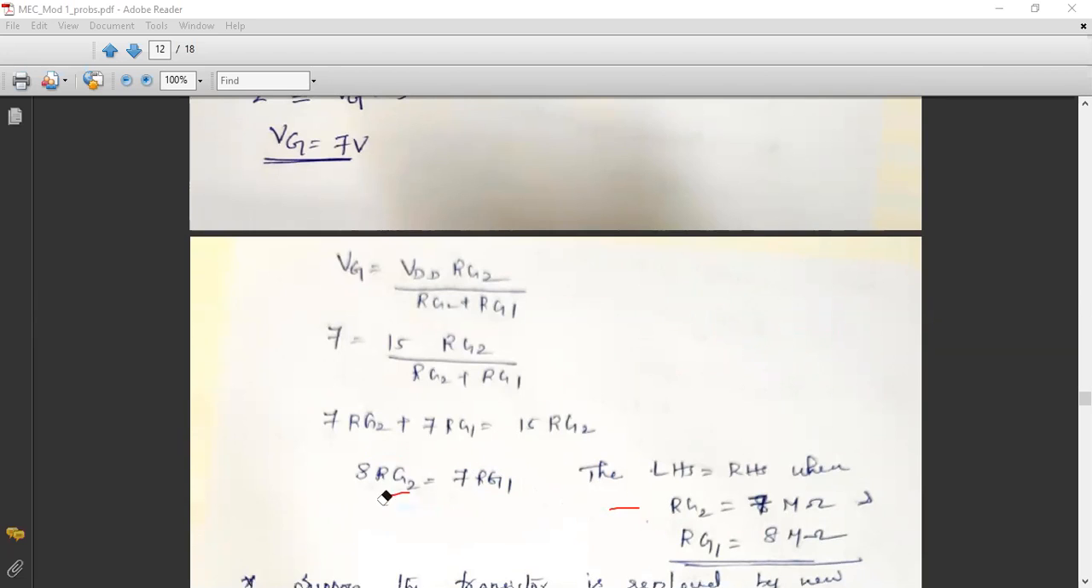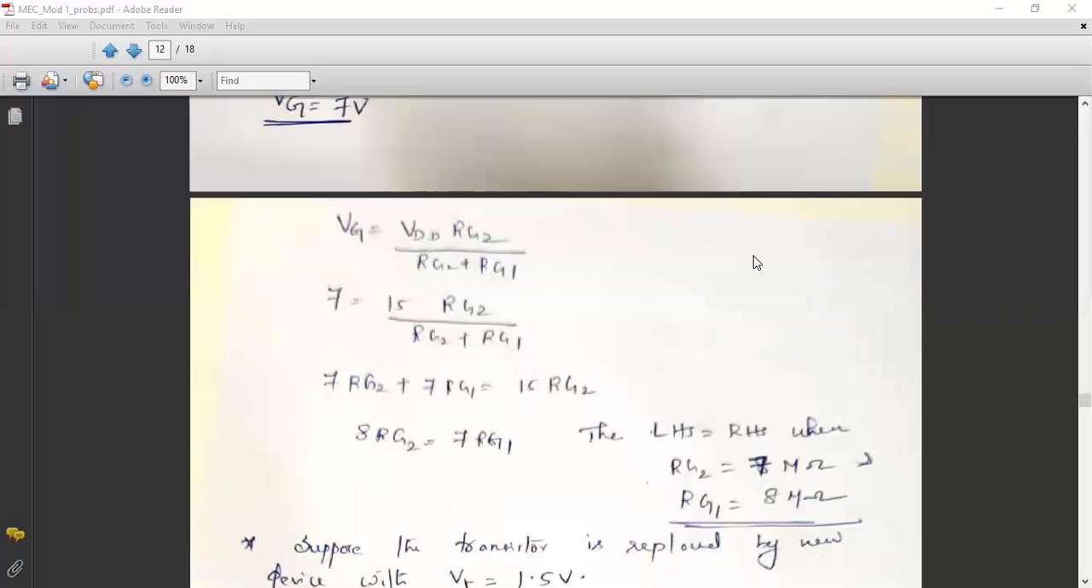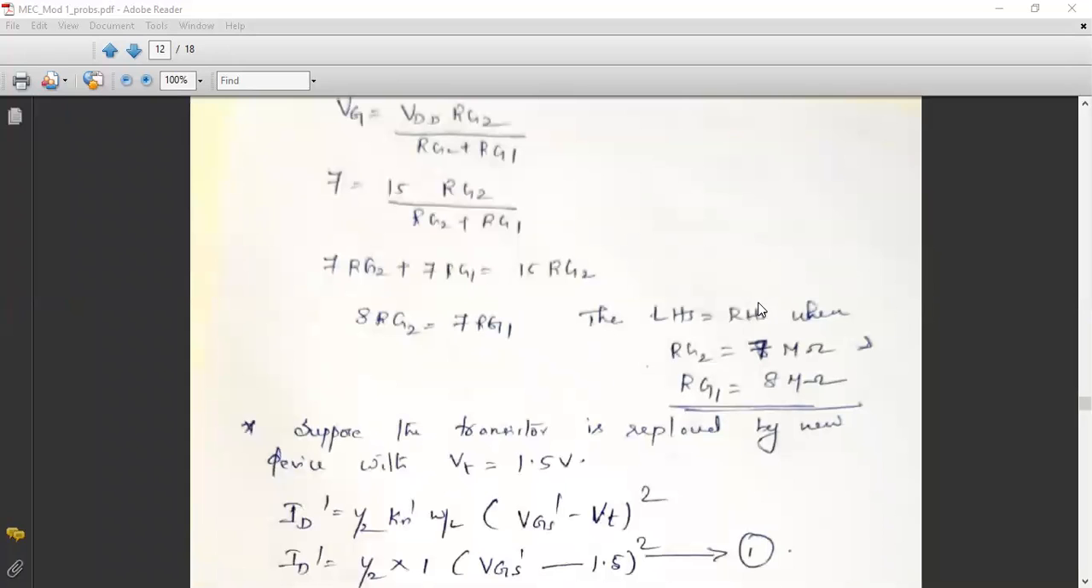Is that clear for you? Why have you taken mega ohm? Because the potential divider network should not give any input current to the gate terminal. It should be zero. So for that, we have to take the mega ohm range.